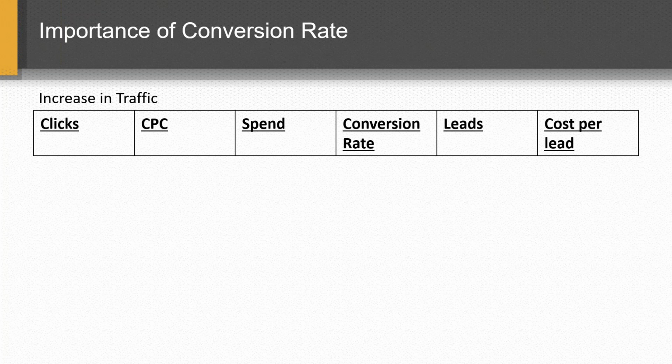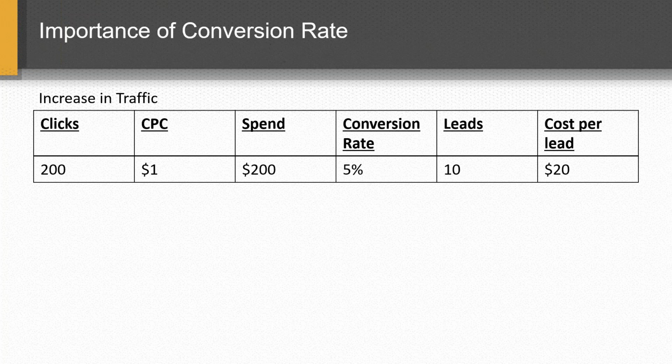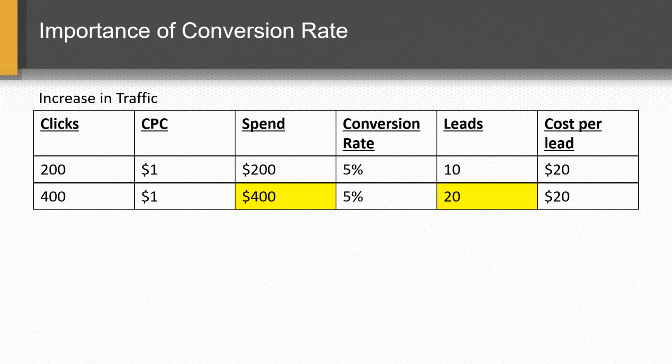To demonstrate, here's an example of someone who is spending $200 to get 200 clicks at $1 per click. With a 5% conversion rate, the campaign will generate 10 leads at $20 per lead. If you wanted to double the leads, but don't increase conversion rate, you'll have to double the amount of clicks and ad spend. So with doubling ad spend to $400 and everything else staying constant, the campaign will generate 20 leads at $20 per lead.